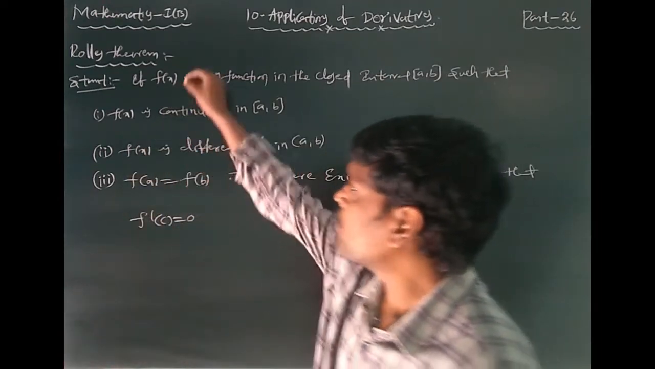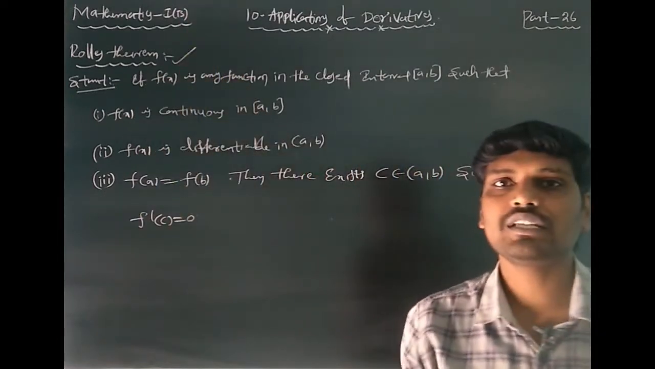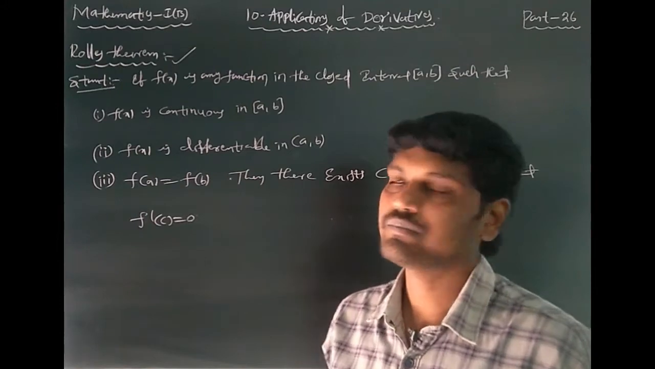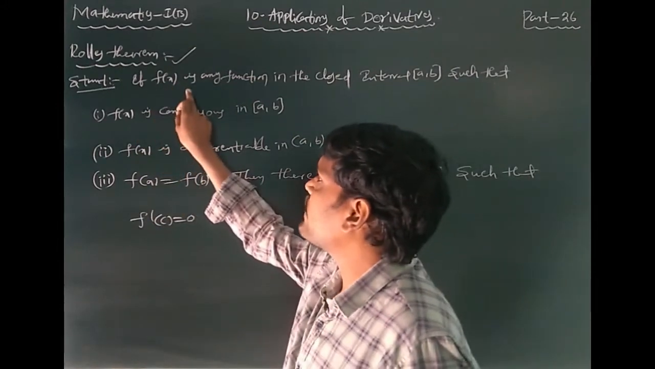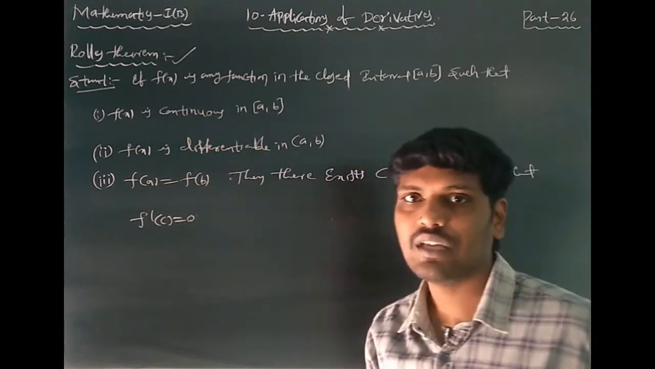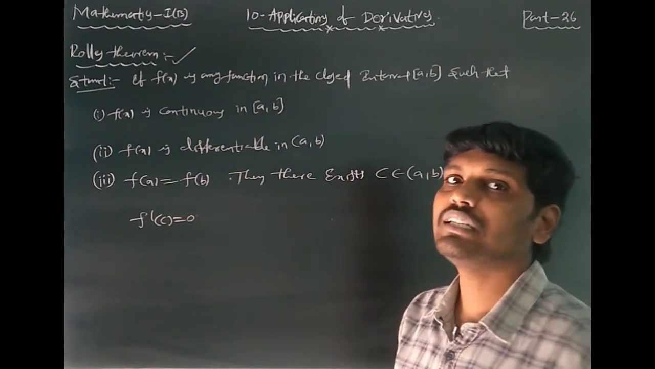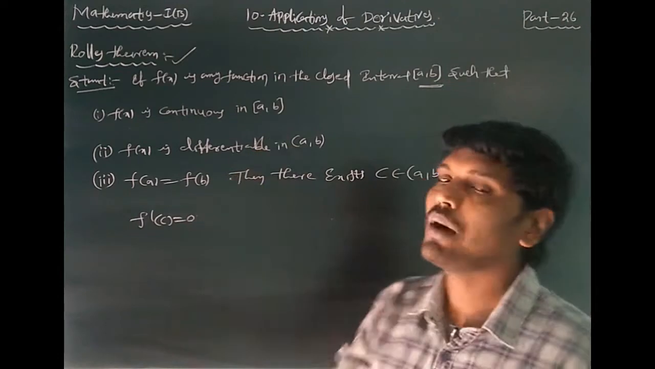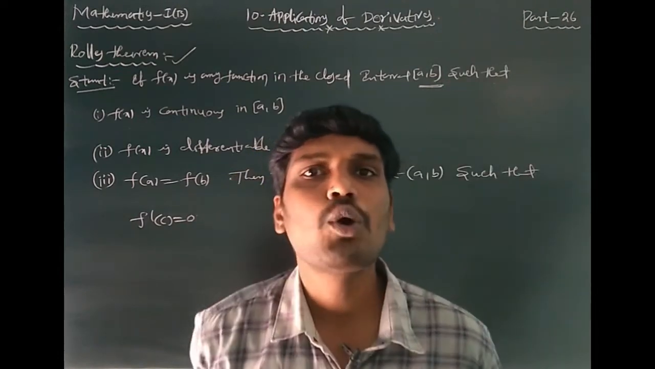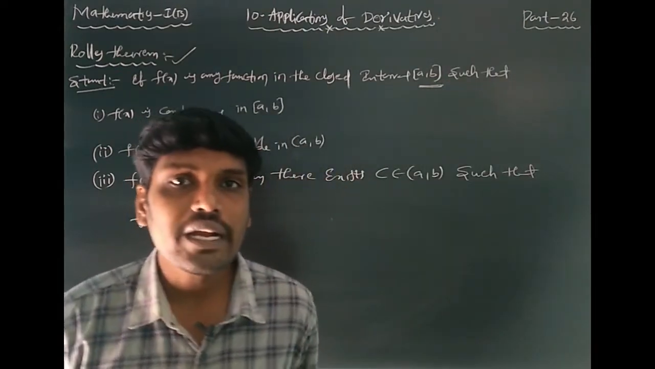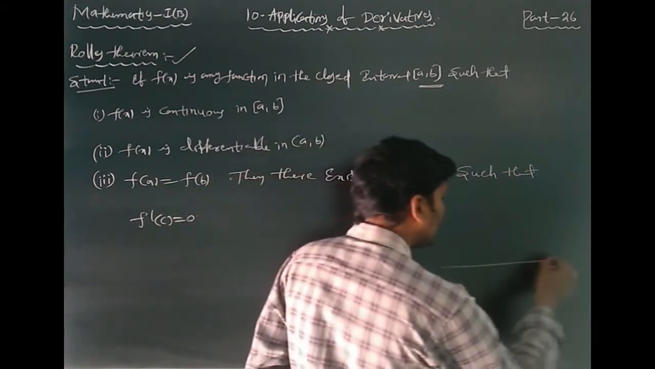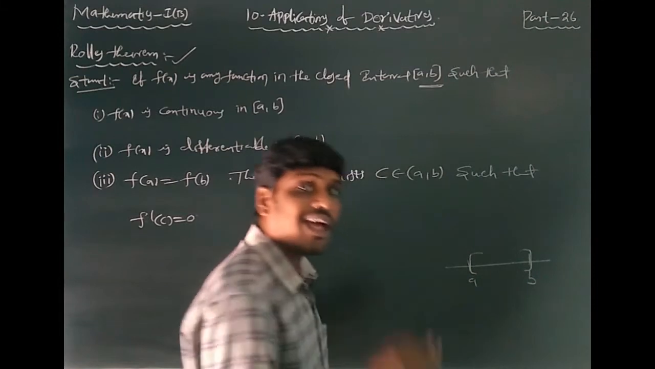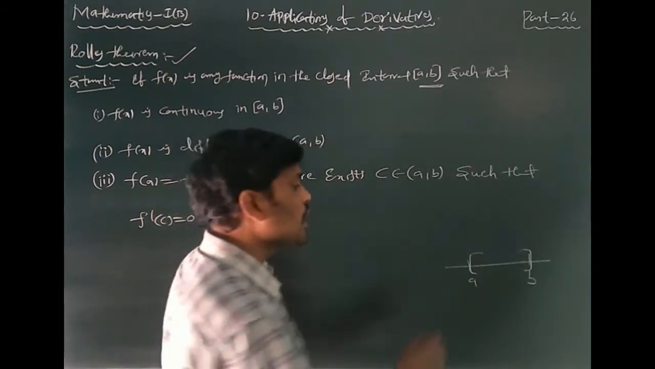First of all, what is the meaning of Rolle's theorem? In this Rolle's theorem, first we discuss the statement. If f of x is any one function, f of x is what, friends? f of x is any one function in the closed interval a comma b. What is the meaning of closed interval? Closed interval is nothing but the values. Suppose this is a, this is b, this is the closed interval. The value will be x.